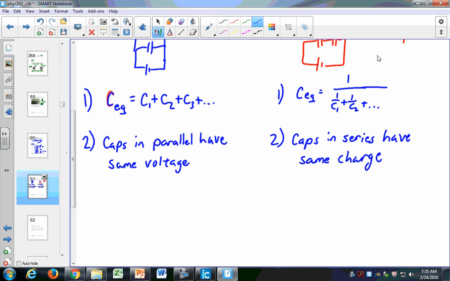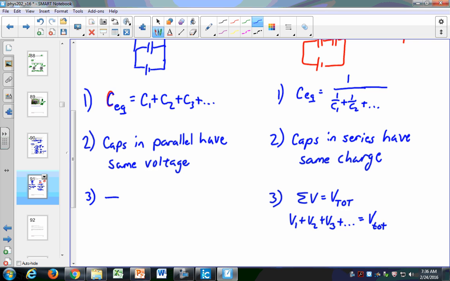All right. Rule number 3. There really is no rule number 3 for capacitors in parallel. There would be a rule number 4, so I'm just going to leave 3 blank because there is a rule number 3 for capacitors in series. For capacitors in series, the sum of the individual voltages is equal to the total voltage. Or you could say V1 plus V2 plus V3 plus however many capacitors I have is equal to the total voltage.